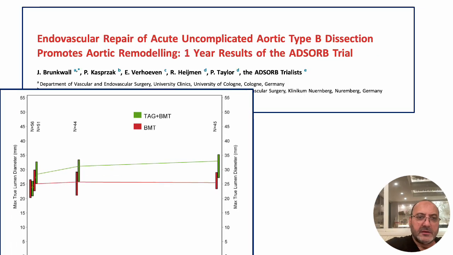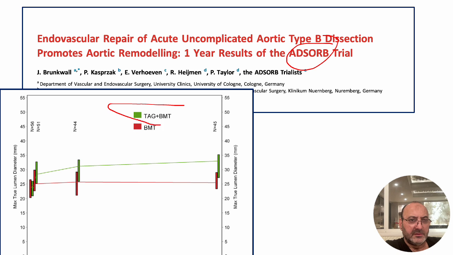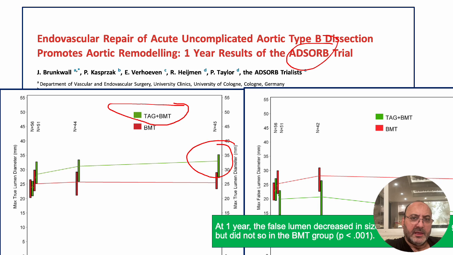In this trial, the ADSORB trial, which is a Gore trial, looked into TAG plus best medical therapy in terms of outcome compared with medical therapy alone. What they found is that the diameter of the true lumen has remodeled more. You see it with the TAG group here, and when you look at the false lumen size, it has also decreased a lot when you used TAG plus best medical therapy.